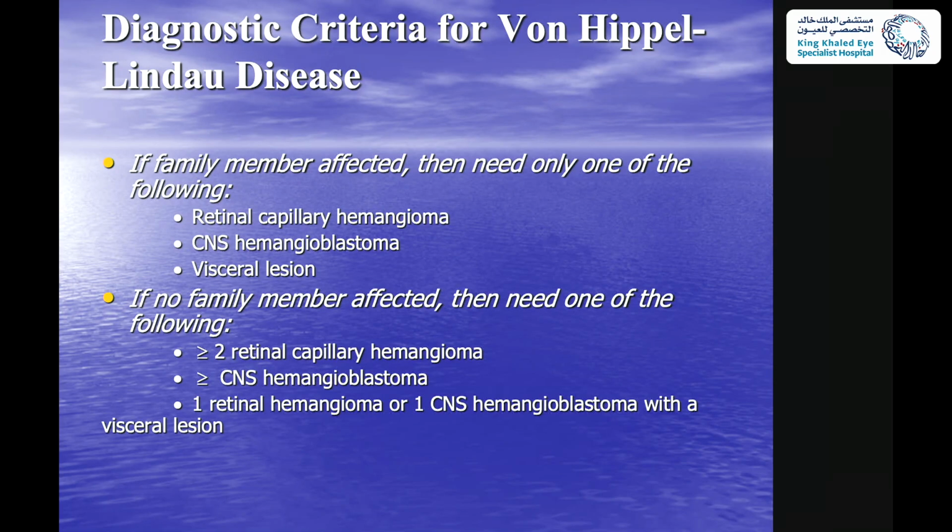And the diagnostic criteria for von Hippel-Lindau disease: if there are family members affected, then you only need one of the following, like retinal hemangioma or CNS hemangioblastoma, or some of the visceral lesions, any of the cysts. But if there's no family member affected, then you need one of the following. You need more than 2 retinal capillary hemangiomas, or CNS hemangioblastoma, or 1 retinal hemangioma with visceral lesions, or 1 CNS hemangioblastoma with visceral lesions.